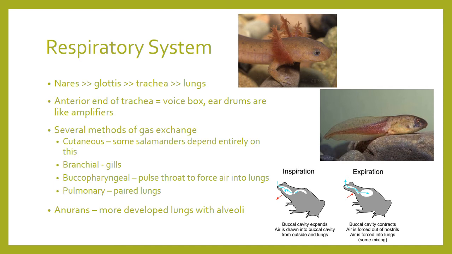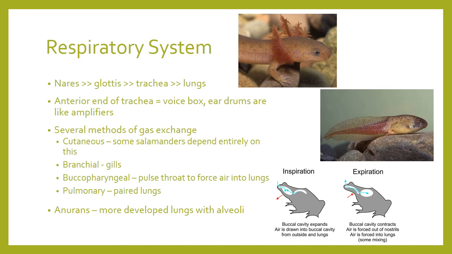So we have a diaphragm, which is a muscle that when it contracts, air gets pulled into our lungs, but amphibians don't have that. And so what they do, it's shown in this diagram over here, this buccal cavity will pull air into it, and then they pulse their throat to force the air into their lungs.